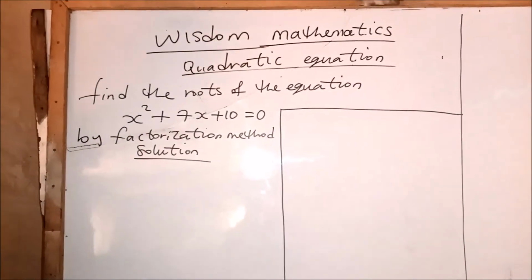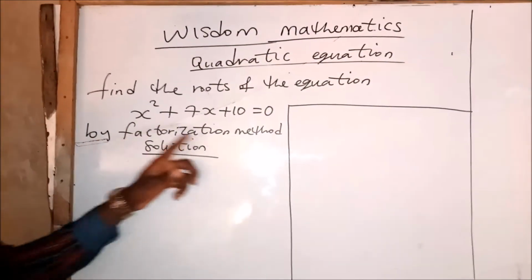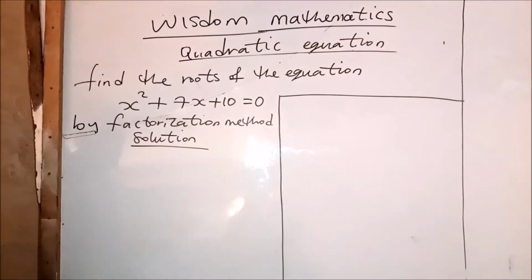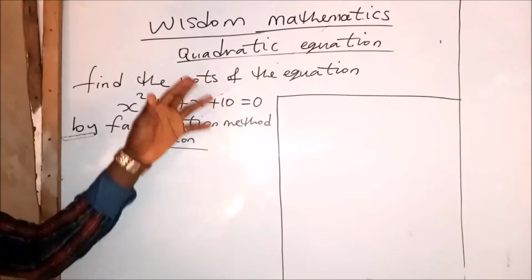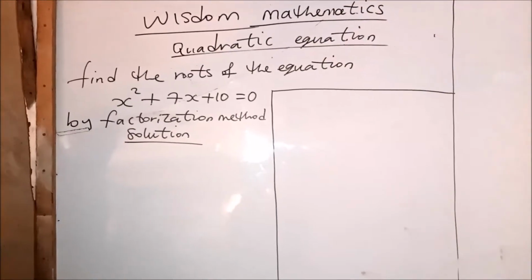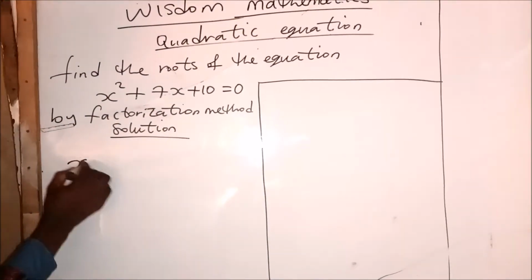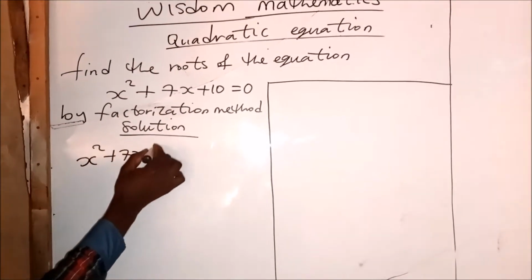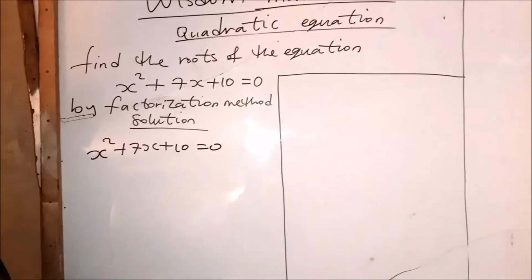Question here: find the roots of the equation by factorization method. We know that factorization method is one of the methods of solving quadratic equation. Now let's look at how to go about it. Our equation is x squared plus 7x plus 10 equal to 0.